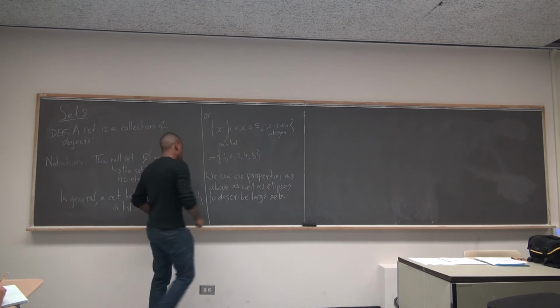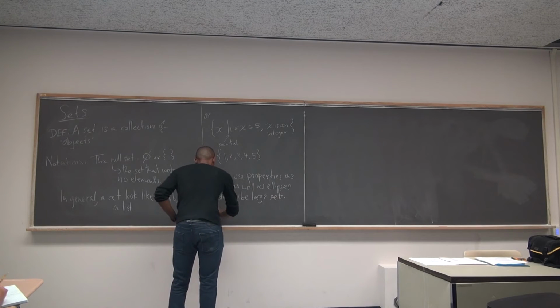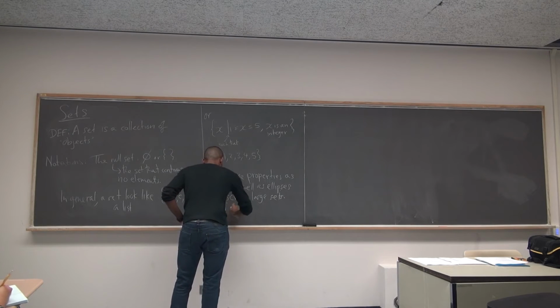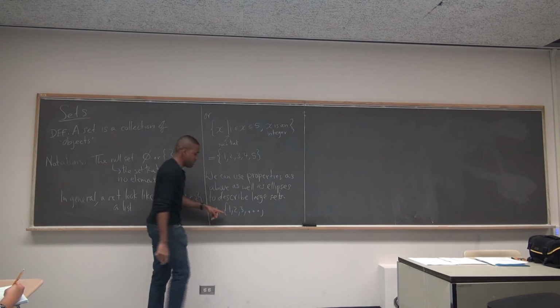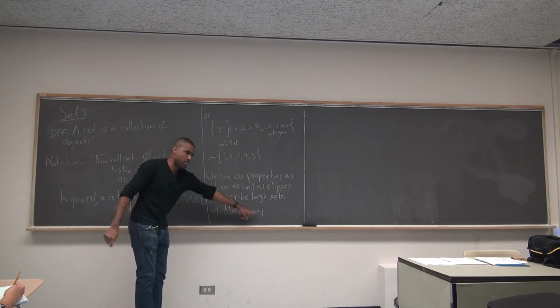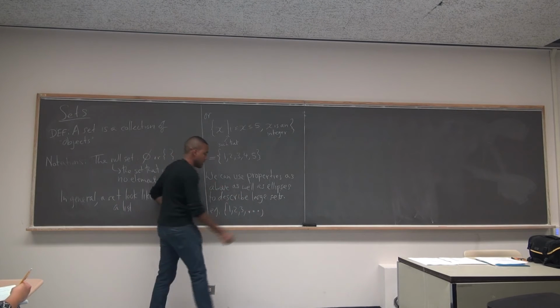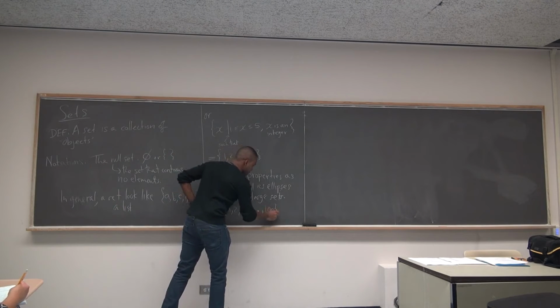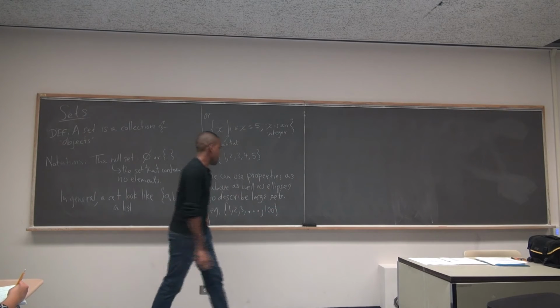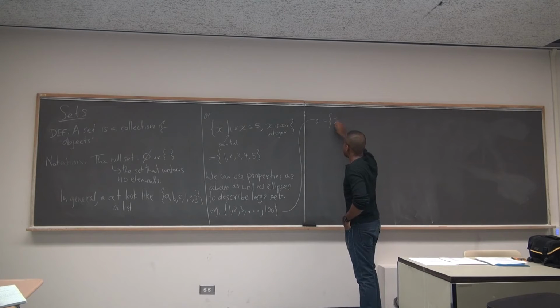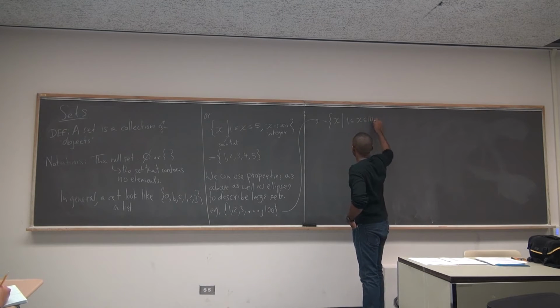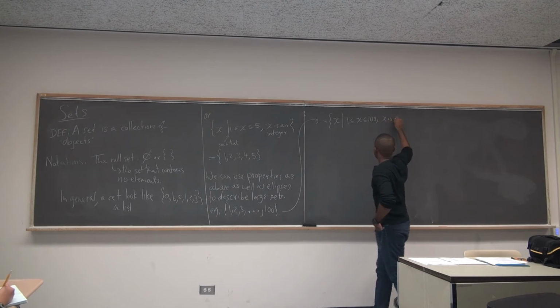For example, I can use ellipses to show that I'm repeating some sort of pattern. Whenever I use ellipses, the pattern should be obvious. And then I can put the last number here. And it's obvious that this would be equal to the set of all x such that x is between 1 and 100, x is an integer.